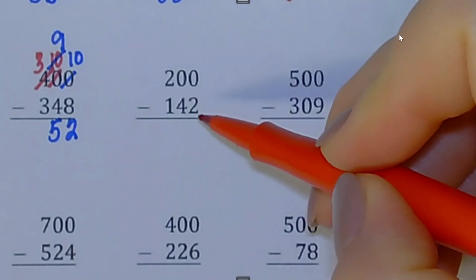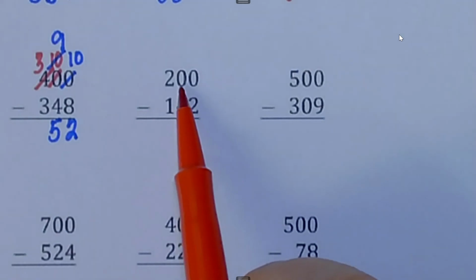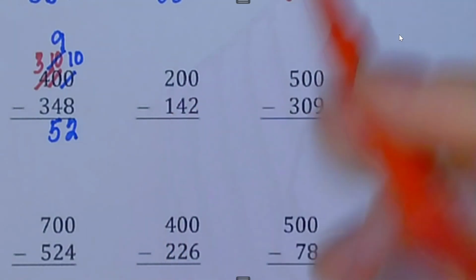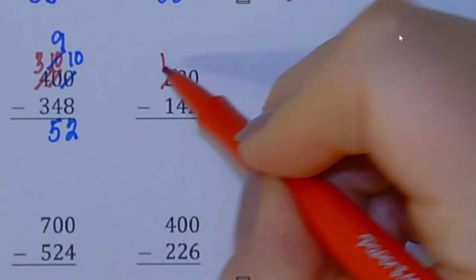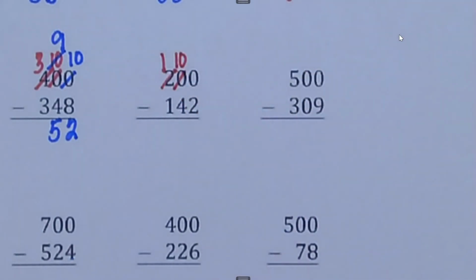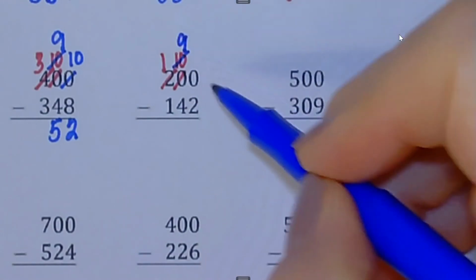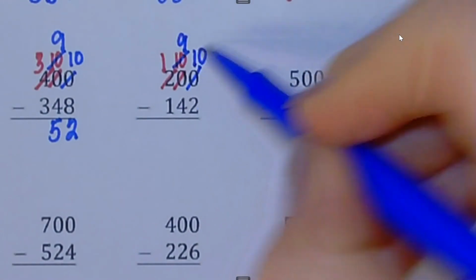0 minus 2. I cannot do that. So I need to go to my neighbor. My neighbor is not able to help me, so he's going to go to his neighbor. So the 2 becomes a 1, and my 0 becomes a 10. Now my tens place is ready to help my ones place. So I'm going to borrow from my 10. It becomes 9. My ones place now has 10.